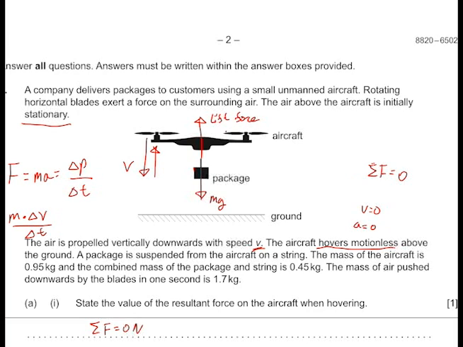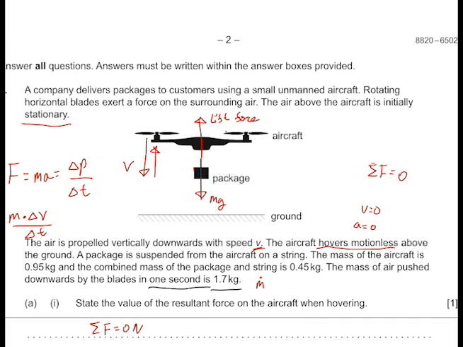But notice that we're not given the mass of air. So it's not like we have a fixed block of air being accelerated downwards. In fact, the mass of the air is given as 1.7 kilograms per second. So this is like the mass flow rate, which is a common notation when we're dealing with fluids.